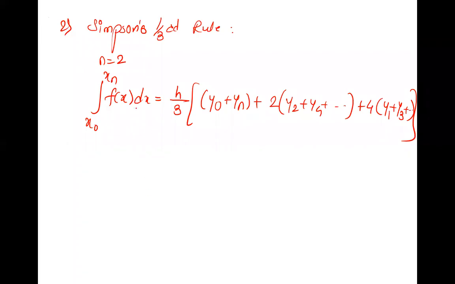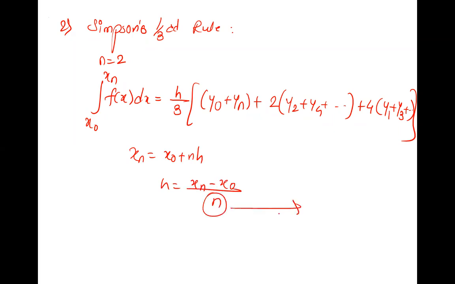Correct? Where again H is, we know xn is x naught plus nh. So H is xn minus x naught upon n. But here in Simpson's 1/3 rule, your n choice should be even. So n, the number of intervals, should be even. That means the n you choose should be an even number in Simpson's 1/3.